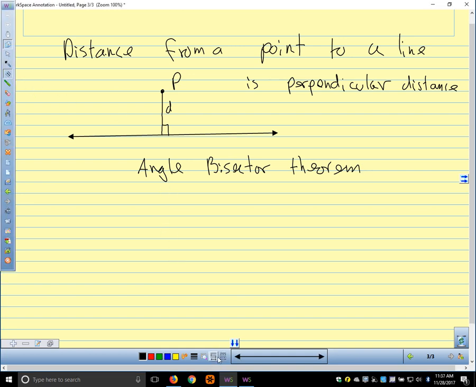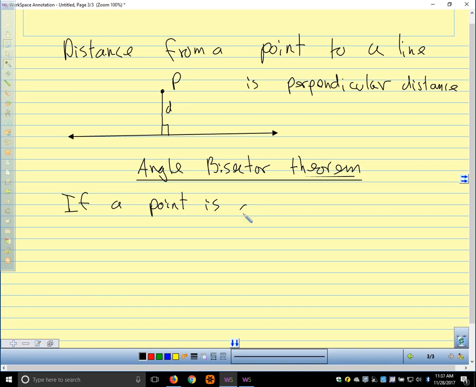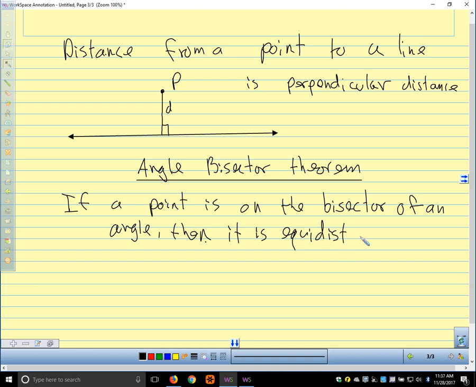The angle bisector theorem tells us about a point on an angle bisector, as we might guess from the title. So if a point is on the bisector of an angle, then it is equidistant from the sides of the angle.